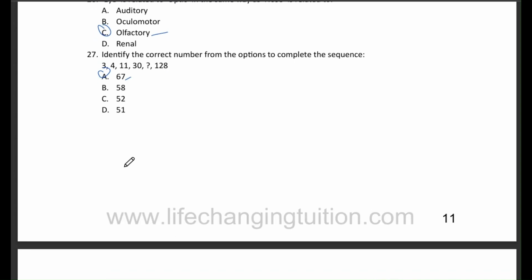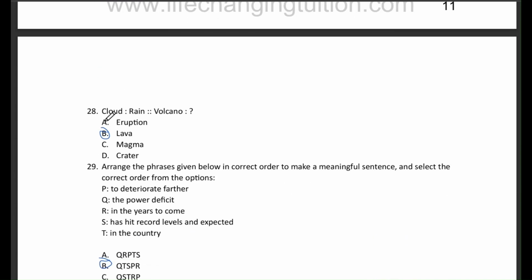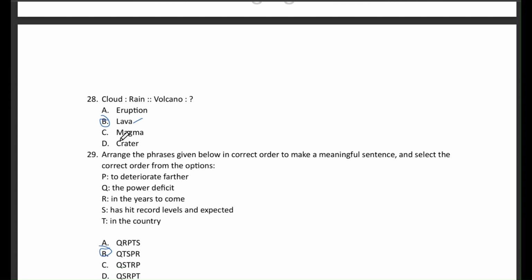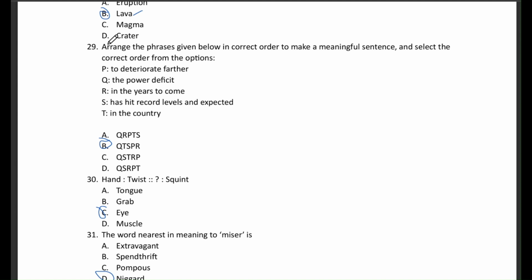Let's take a look at question 28. This question gives us an analogy: cloud, rain, volcano. The options are eruption, lava, magma, or crater. The correct answer is option B, lava. Clouds produce rain in the same way that volcanoes produce lava. The relationship is one of cause and effect. Moving on to question 29.